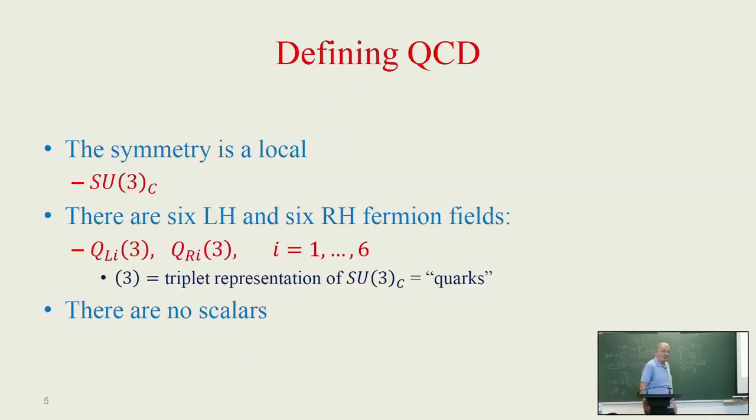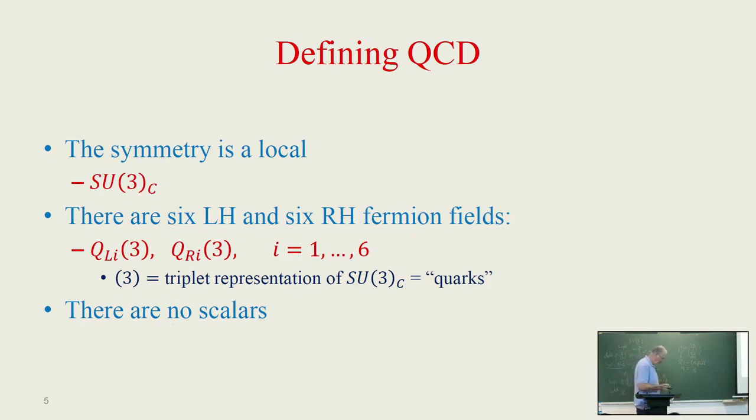So here again, it's a very simple definition of the model. The first thing is to impose a symmetry, and the symmetry is a local SU3. I give it a name, this subindex C is SU3 color. That's how we call this specific SU3 for this model. As far as mathematics is concerned, it's just SU3. And the fermionic content are 6 left-handed fermion fields that transform as a triplet, the fundamental representation of SU3, and 6 right-handed fields that also transform as triplets under SU3.